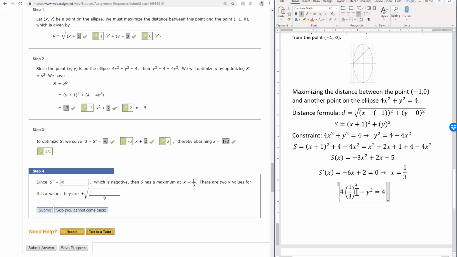So solving for y, we're going to say this is 4/9. So y squared is going to equal 4, and then we're going to subtract out 4 divided by 3 squared. And so if we find common denominators, this is 36/9, and 36 minus 4 is 32/9. So that's what y squared is equal to, and then when you take the square root, it'll be plus and minus, and this is going to be the square root of 32 divided by 9. So the square root of 32/9.